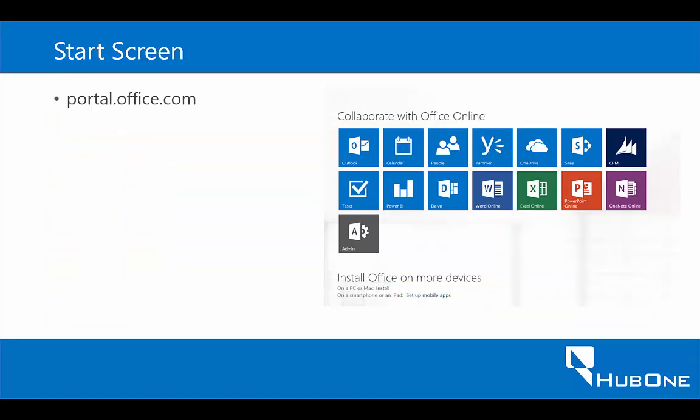So when you log into portal.office.com, you get to the Office 365 start screen. And using that start screen, you can do a whole bunch of things, but down the bottom, you'll see the button that says admin. And that takes you to the administration center. And that's where we're going to spend most of our time during this training.